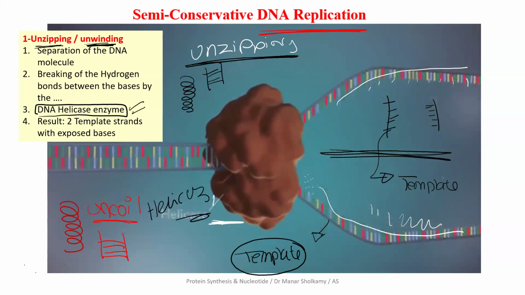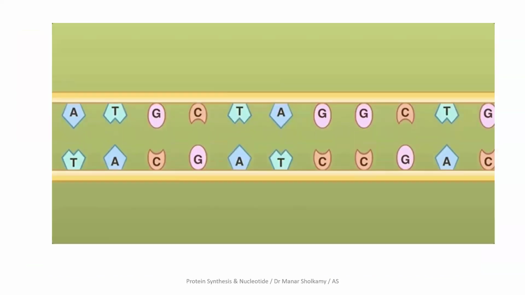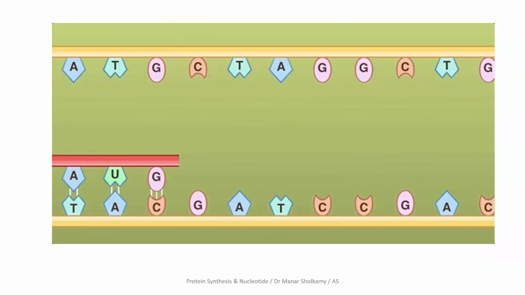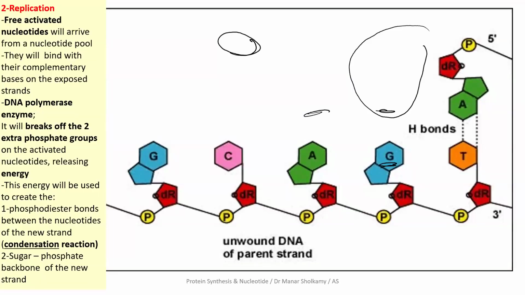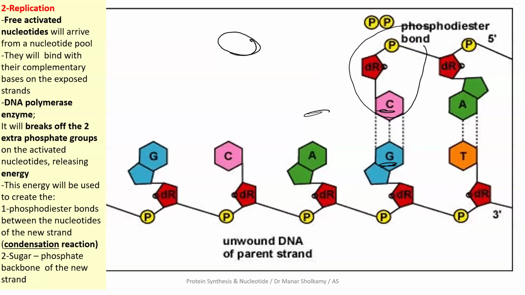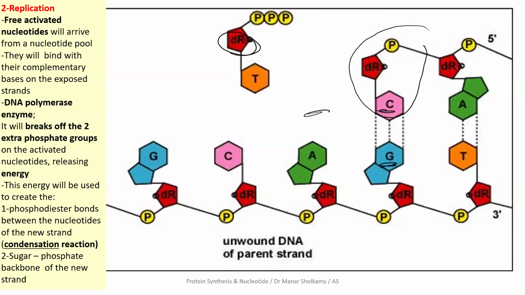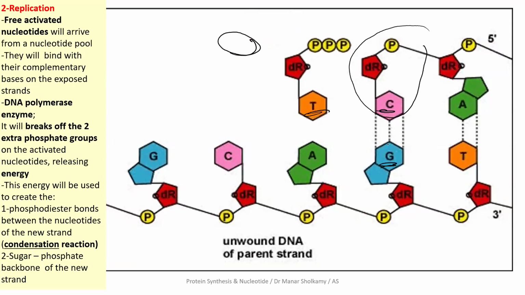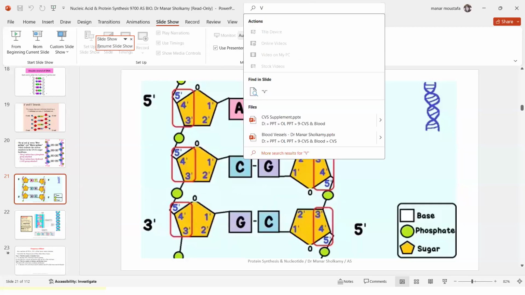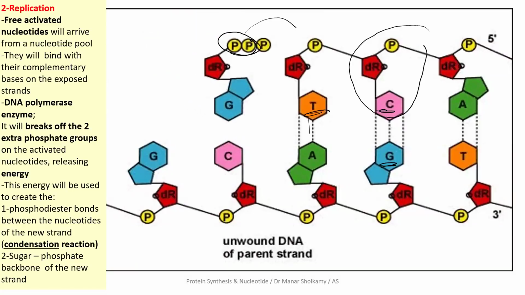These exposed templates with exposed bases, those bases will attract free activated nucleotides. Where do these free activated nucleotides come from? They're found in the nucleus. They come from a nucleotide pool in the nucleus. These free activated nucleotides will bind to the exposed bases by complementary base pairing, and the hydrogen bonds will be made. And every new nucleotide will bind with the previous nucleotide by the phosphodiester bonds. And who's going to do all that? Which enzyme will create the new complementary strand? DNA polymerase. Very good.